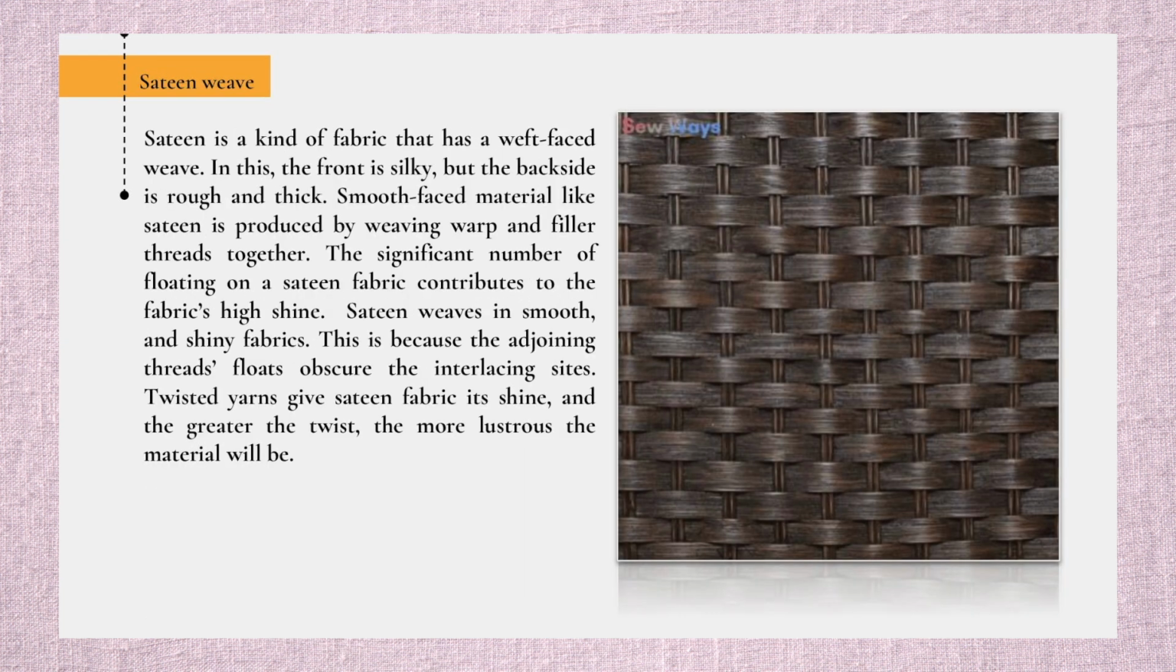Satin weave. Satin is a kind of fabric that has a weft face weave. In this, the front is silky but the backside is rough and thick. Smooth face materials like satin are produced by weaving warp and filler threads together. The significant number of floats on a satin fabric contributes to the fabric's high sheen. Satin weave is smooth and shiny fabric. This is because the adjoining threads float over and obscure the interlacing sides. Twisted yarns give satin fabric its shine. The greater the twist, the more lustrous the material will be.